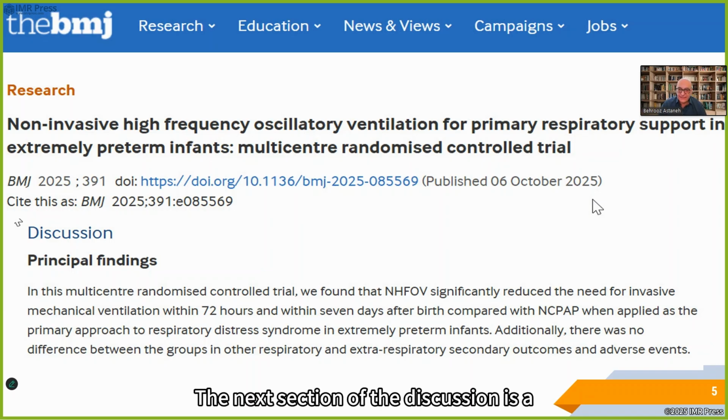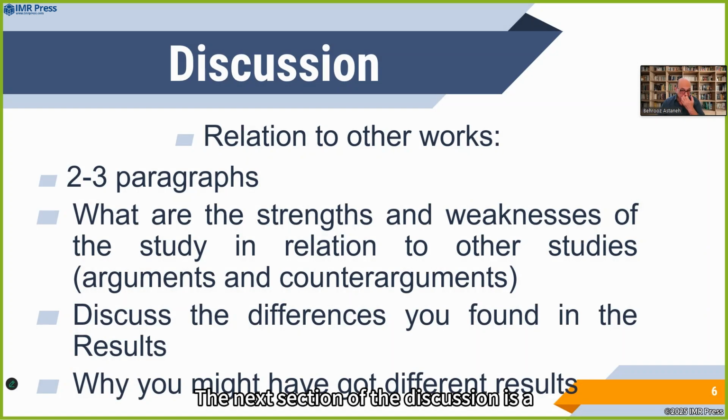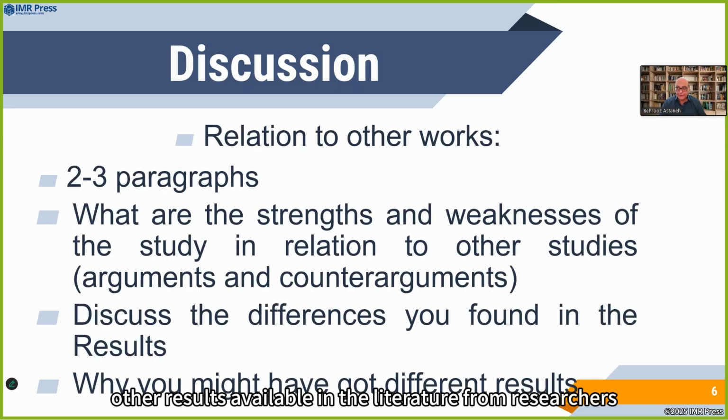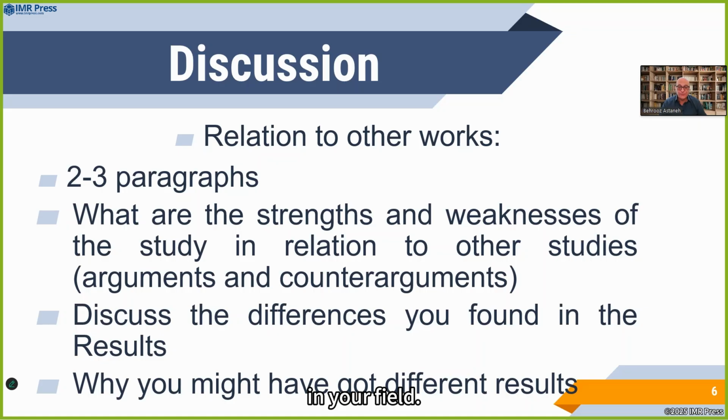The next section of the discussion is the section related to other works. This section can contain 2 or 3 paragraphs, and this is the place that you need to talk about the strengths and weaknesses of your study in relation to other studies. So you need to make arguments and counter arguments about what you found compared with the other results available in the literature from researchers in your field.